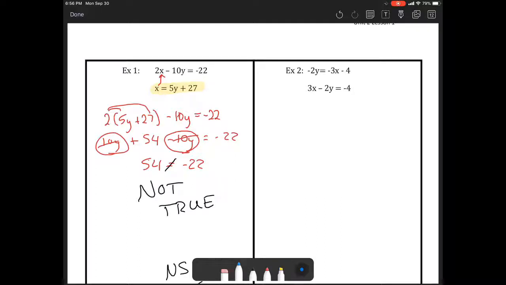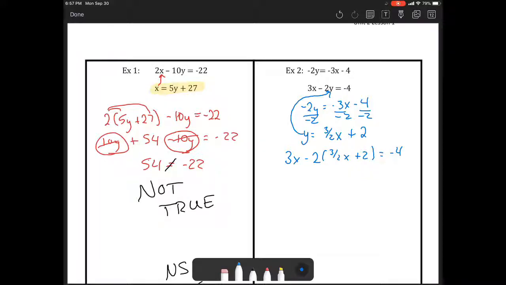Now we're going to look at number 4. It says example 2, but it's number 4 on our stuff. And we're going to choose an equation. I like this one strictly because it's already pretty much set up. So then I just have to do negative 2y equals negative 3x minus 4, and divide by negative 2 all the way across. So then I get y equals 3/2 x plus 2, because I got a negative and a negative. So this can now be plugged in right back to here. So I get 3x minus 2 times 3/2 x plus 2 equals negative 4.